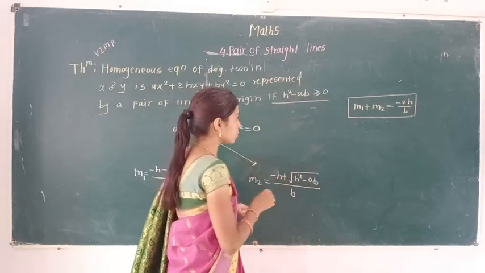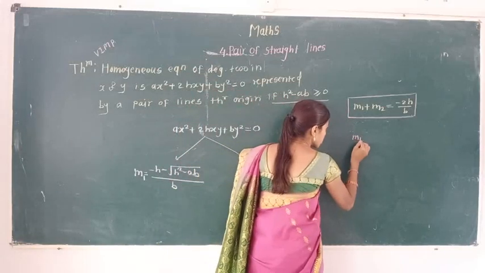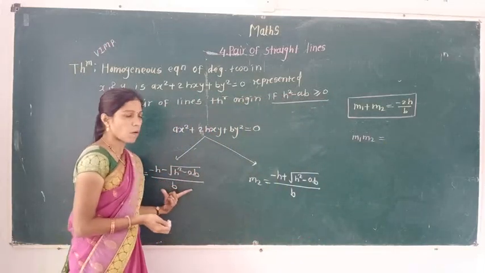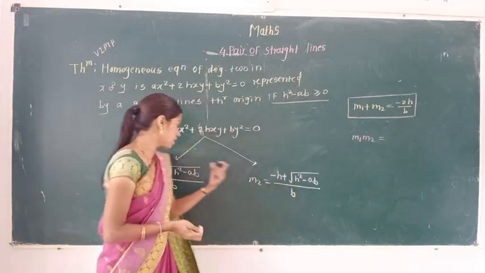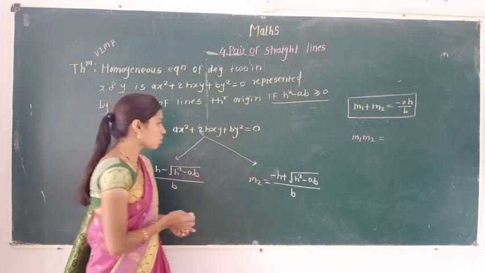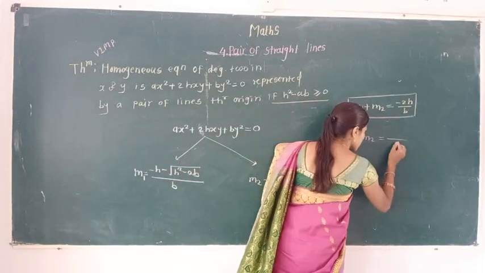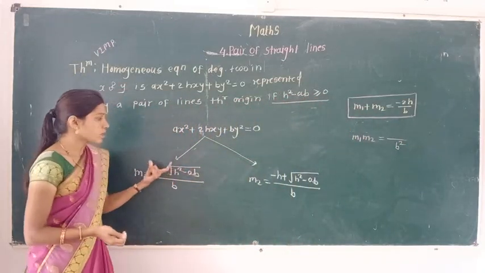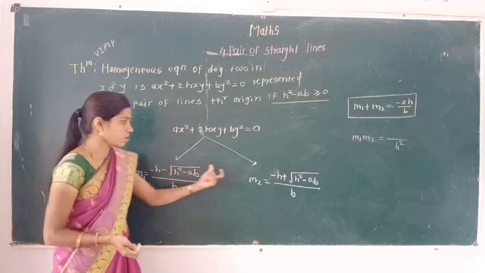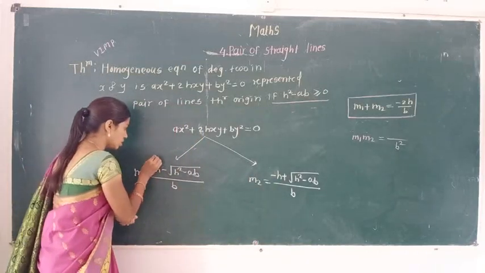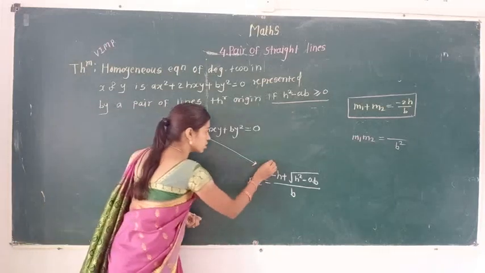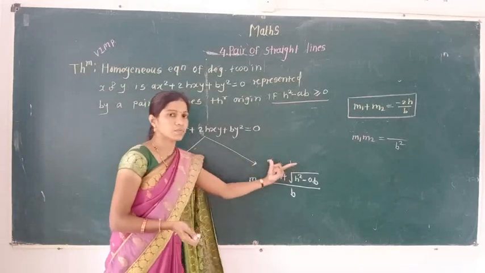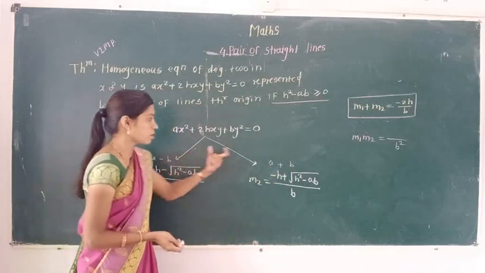Okay, now the product of slopes m1 into m2. See, this is the slope of the first line, and the slope of the second line. Take a product of these two terms. Denominator we get b square, and the product of numerators is of the form a minus b, a plus b, and we know that (a minus b)(a plus b) is the expansion of a square minus b square.